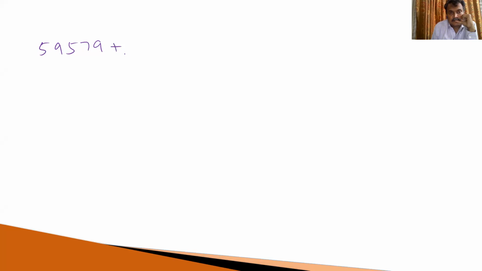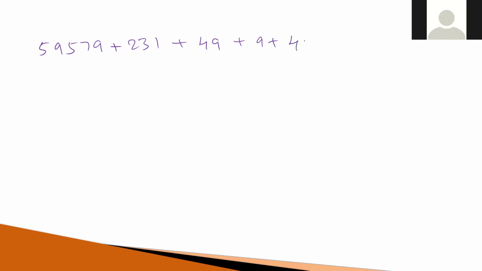579 plus 231 plus 39 plus 9. It's very simple. Just give me some numbers. Some more, sir. 4572 plus 6845. That is good. Okay. See, this is the sum.